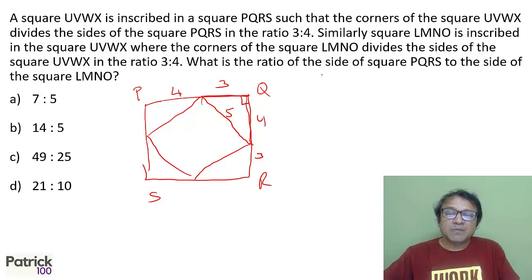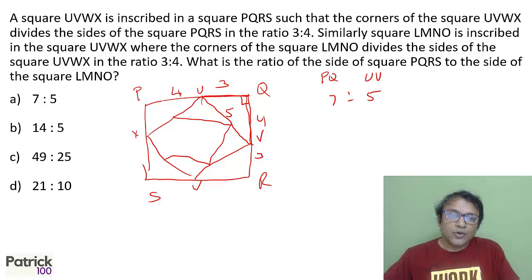That means the ratio of side PQ to side UV is nothing but 7:5. Now if you draw one more inside with 3:4, you will again get 3, 4 and 5. The ratio of side UV to side LM is again 7:5.